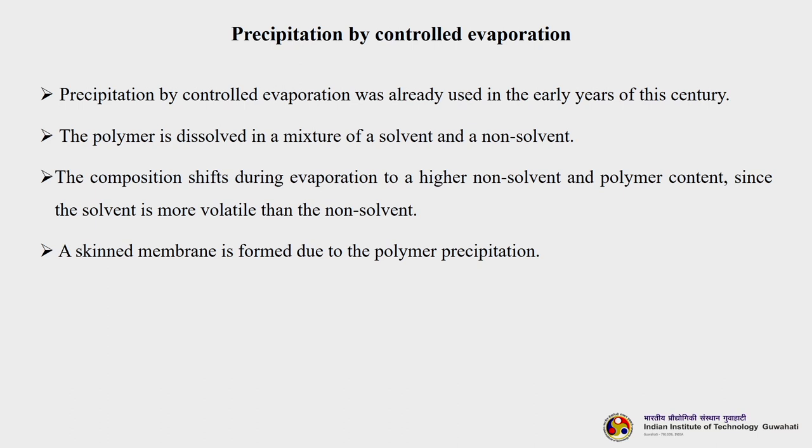So, you are understanding. When I make a mixture of a polymer, its solvent and a non-solvent, then what happens when I cast it? Since the solvent is readily evaporated, it will evaporate, so the composition will move more towards the non-solvent and the polymer content. That will form the matrix of the membrane. So, a skin membrane is formed due to the polymer precipitation.